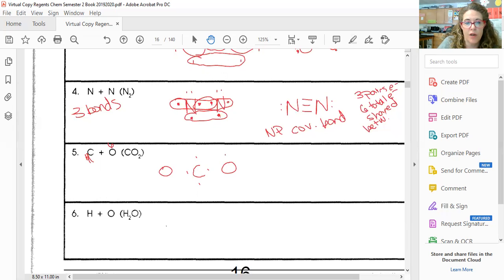Oxygen has 6 valence electrons. 1, 2, 3, 4, 5, 6. 1, 2, 3, 4, 5, and I'm just going to do that one over there so I don't put it in the middle. Okay, now doing what I've just done in all the other examples. When I have an unpartnered electron, I will go ahead and circle unpartnered electrons between oxygen and carbon, not between the oxygen to the oxygen, right? Because the oxygens are bonded to the carbon in the center.